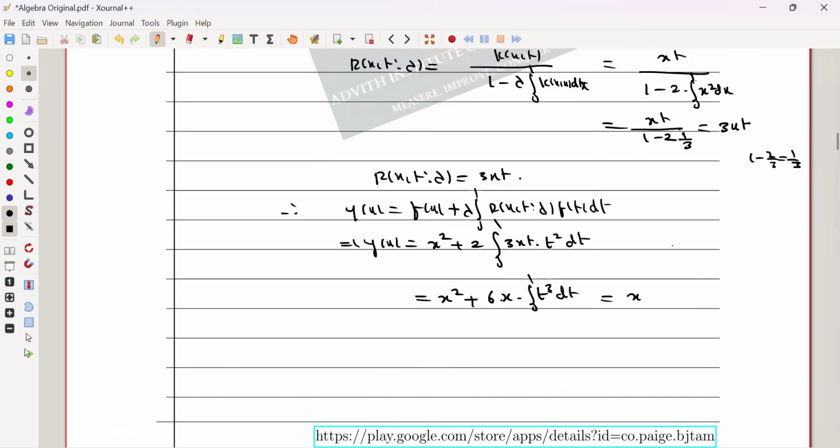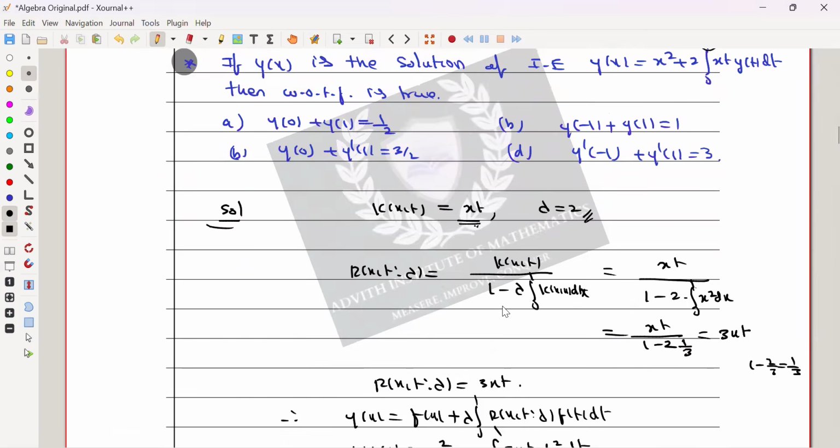So which is equal to x square plus 6x into t power 4 by 4, limits from 0 to 1. So which is equal to x square plus 6x by 4, that is, 1 by 4 times 6x. So which is equal to x square plus 3x by 2, which is the solution. So y of x equal to x square plus 3x by 2. So now we need to check the options.